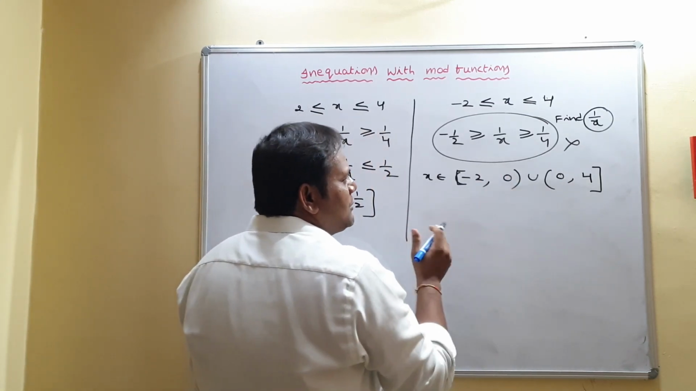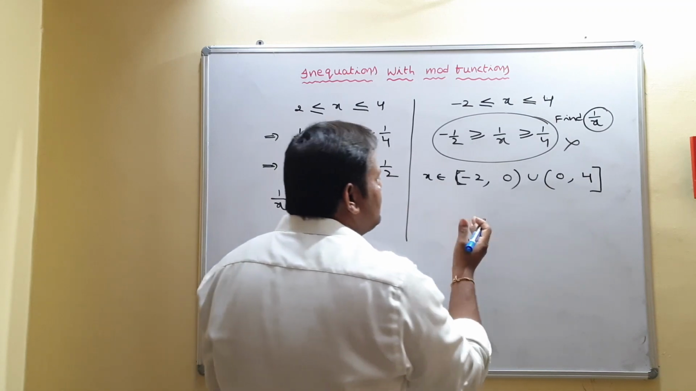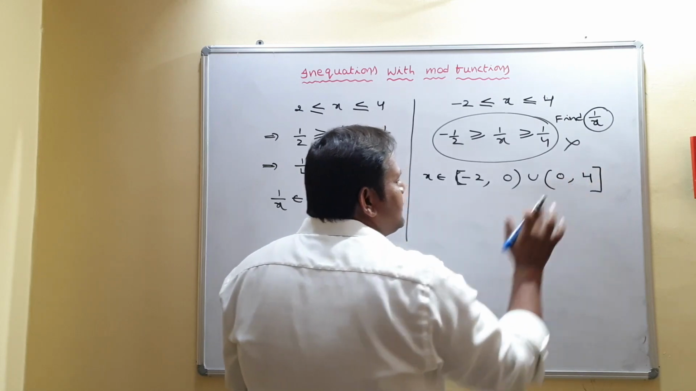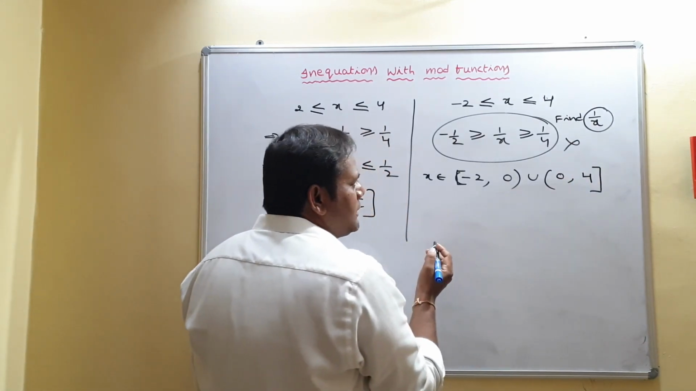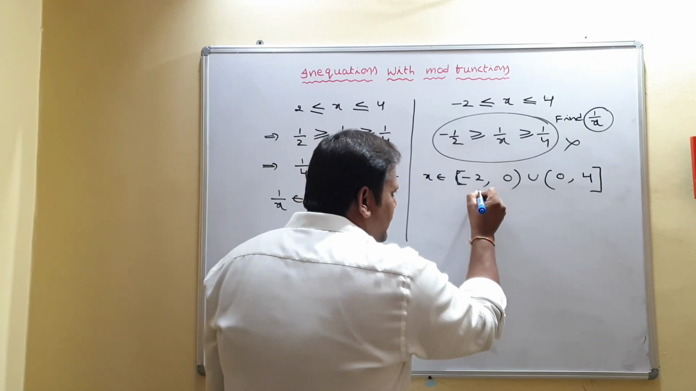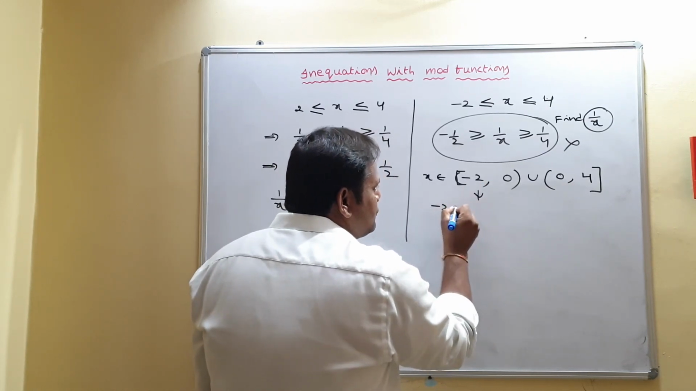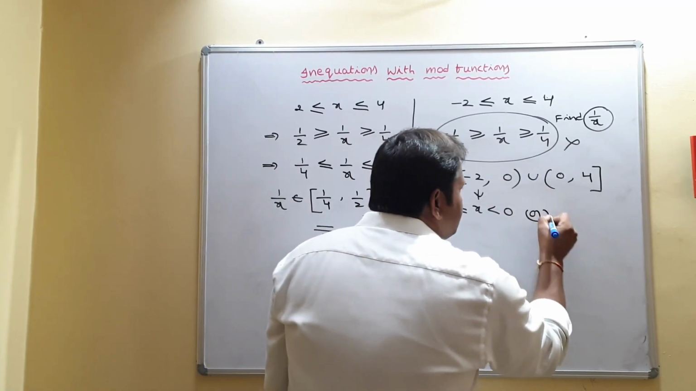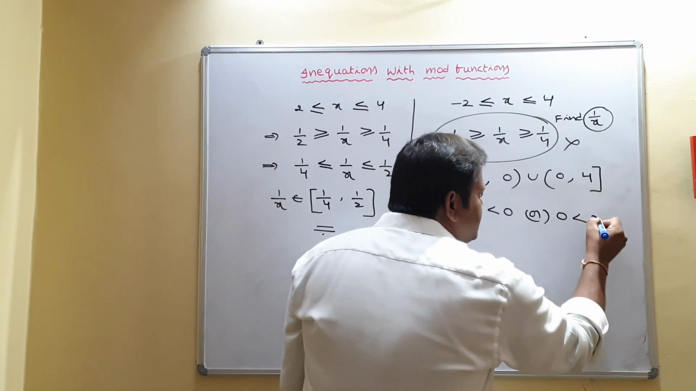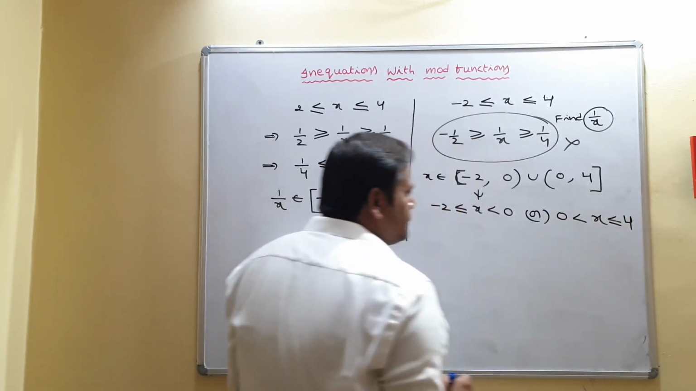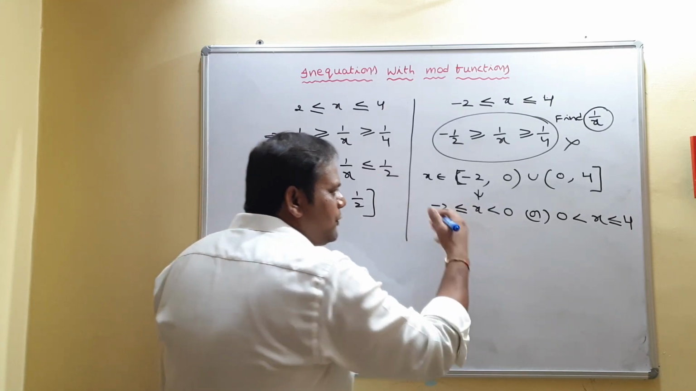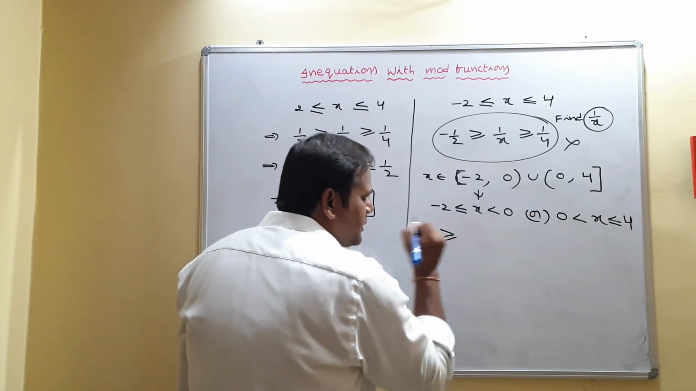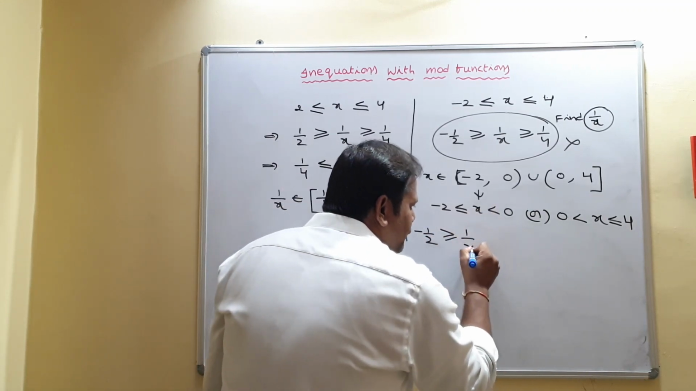So now you observe that we have two cases. What are those cases? x belongs to closed interval -2 to 0 union open interval 0 to closed 4. Now you have to take the reciprocal for this. Coming to the first case, it is -2 ≤ x < 0, or coming to this case, 0 < x ≤ 4. Now take the reciprocal. If you take the reciprocal, here this -2 becomes -1/2, greater than or equal to, and x becomes 1/x.